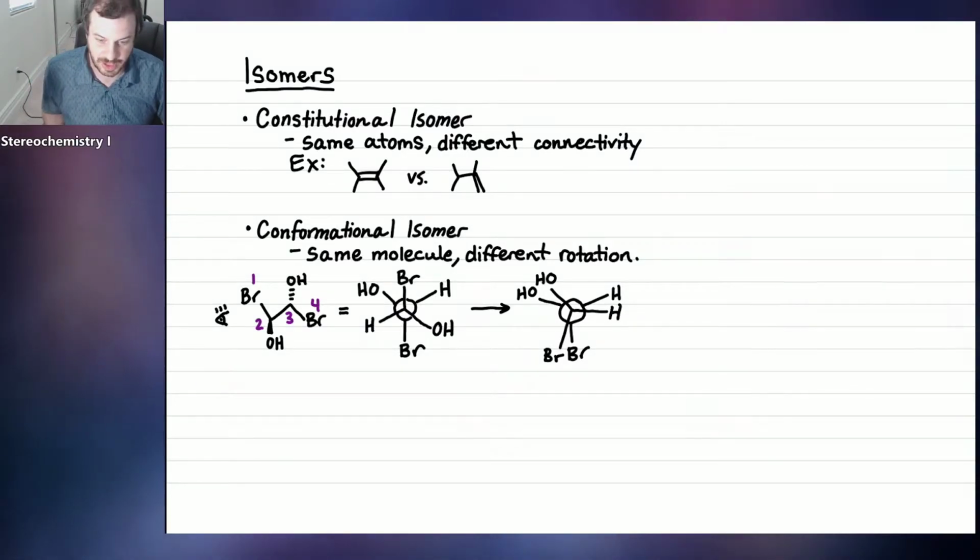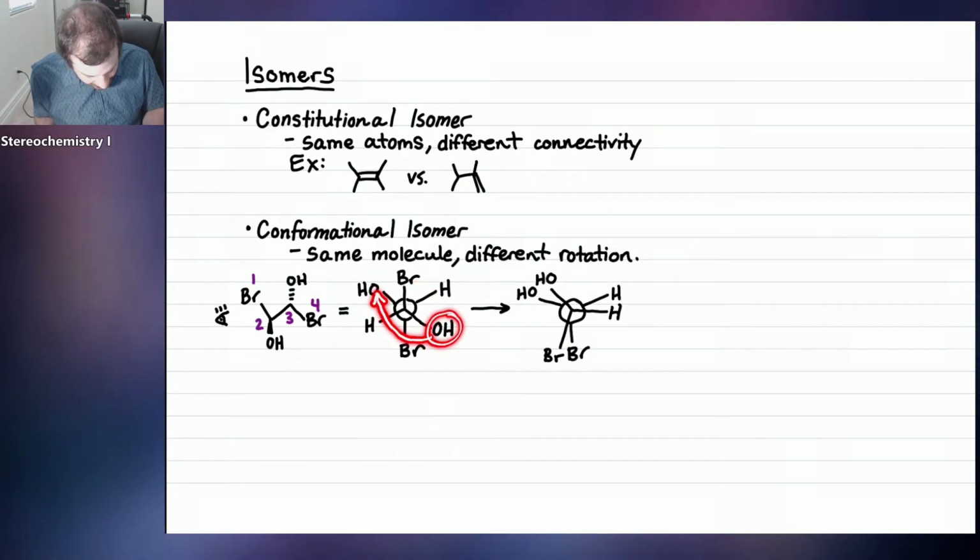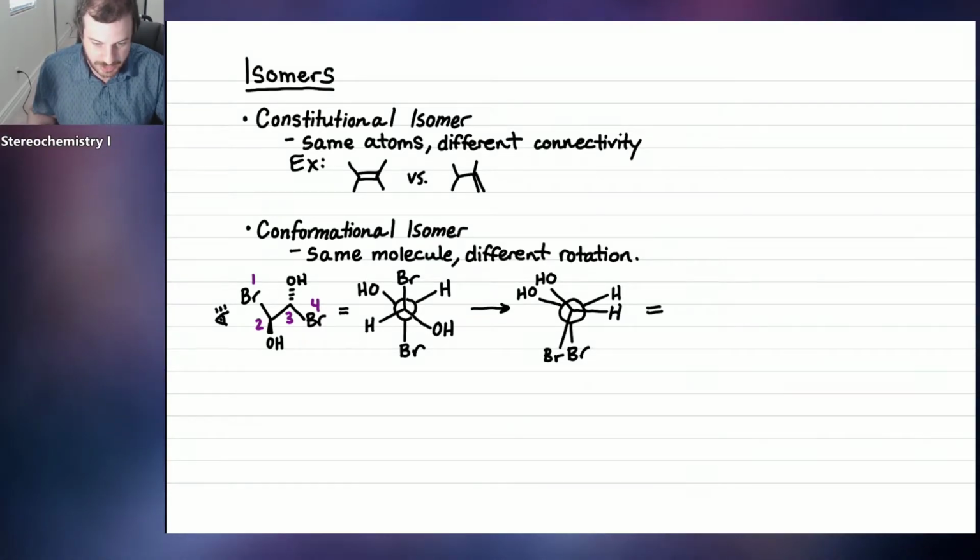The H's are on top of each other and the OH's are on top of each other. So can you see how I rotated that? I just sort of took this bromine and rotated it all the way down so that it's on top of the other bromine. And so if I take this bromine and rotate it to be on top of that bromine, then this OH group will rotate to be on top of that OH group, and this H will rotate to be on top of that H group. So 180-degree rotation.